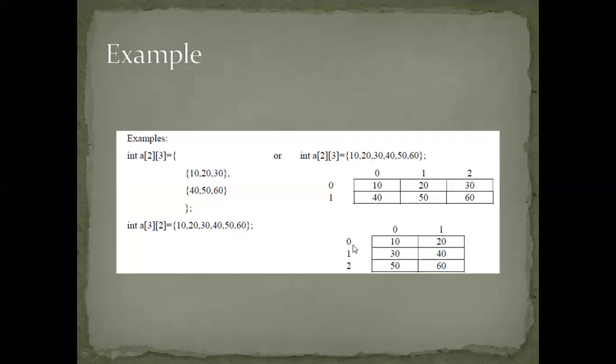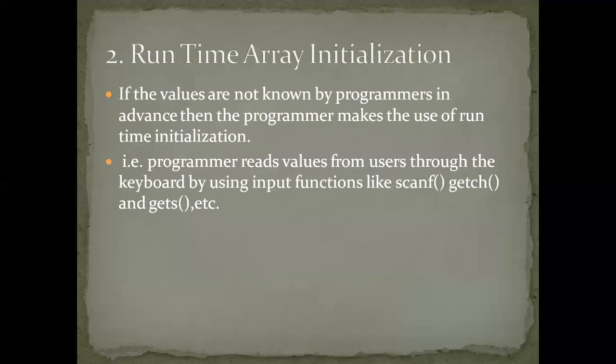Rows 0, 1, 2, so the number of rows is 3. Horizontal lines, how many are there? 3. How many columns are there? 2 columns, 0 and 1. So it will be like 10, 20, 30, 40, 50, 60. That is how the memory allocation will store the data. Understood this example? Fine. Move on to the next.